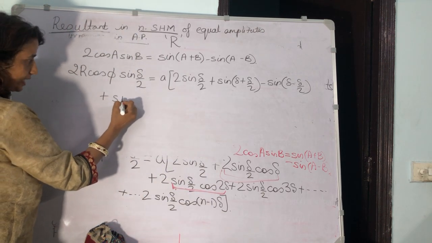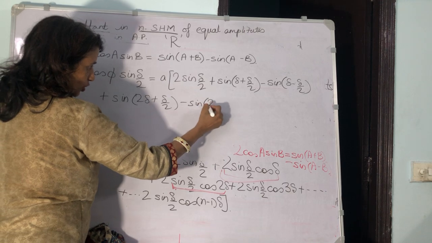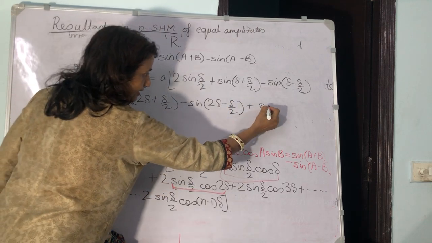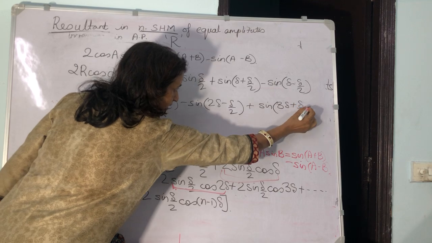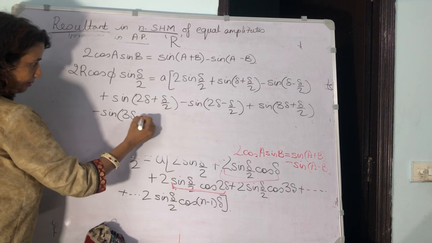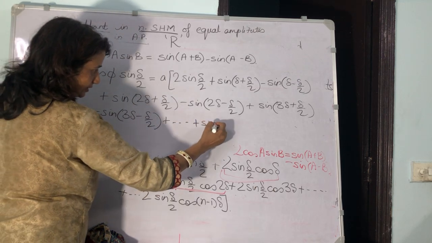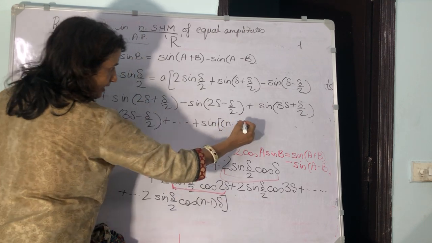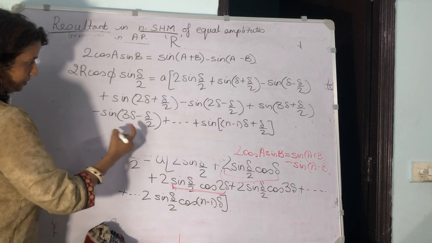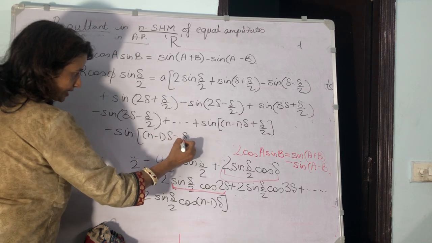plus sin 2 del plus del by 2 minus sin 2 del minus del by 2 plus sin 3 del plus del by 2 minus sin 3 del minus del by 2 plus so on till sin n minus 1 del plus del by 2, right? Minus sin n minus 1 del minus del by 2.